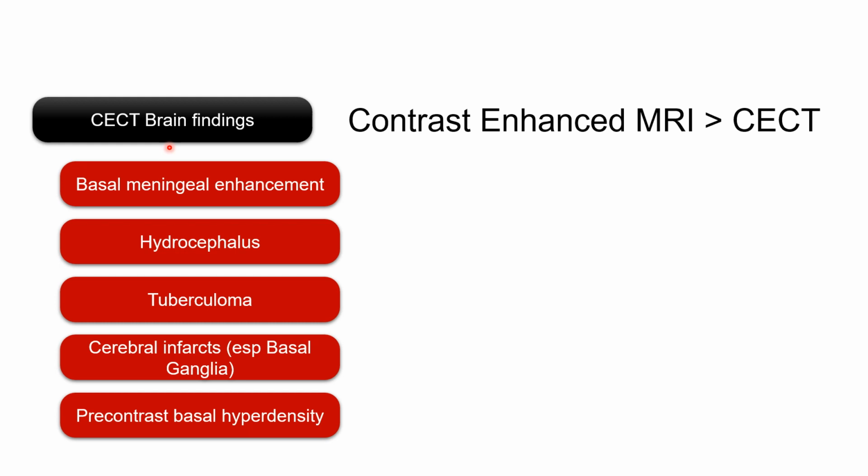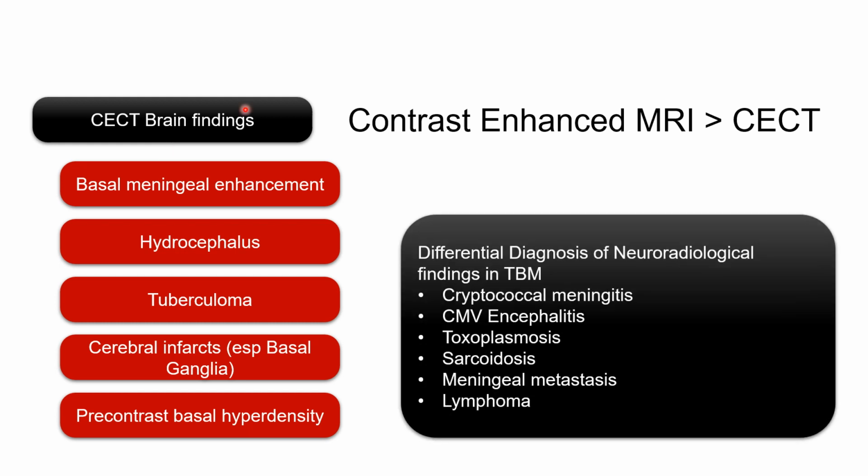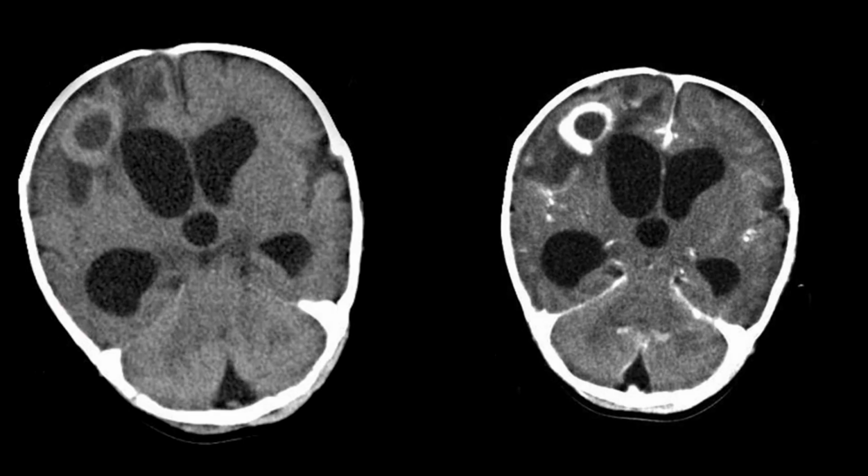So which are the differential diagnoses of neuroradiological findings? These are cryptococcal meningitis, CMV encephalitis, toxoplasmosis, sarcoidosis, meningeal metastasis, and lymphoma. That means all these conditions can also show some of these features. So we have to think about these diagnoses also when we get all these features in neuroimaging.